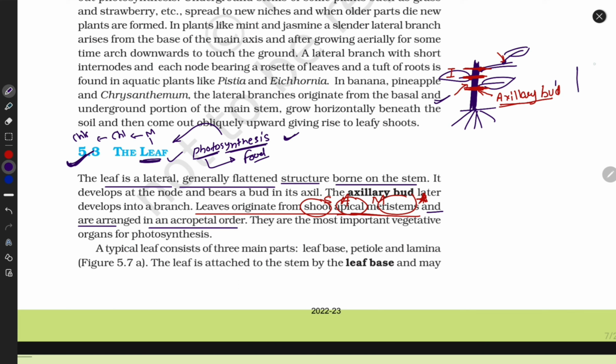Acropetal means originate, positive phototropism, upward. If I use this term basipetal, then I would draw an arrow this side, basipetal, and this arrow on the upper side we call acropetal. Very common term, guys. Basipetal moves towards the base. Root is one example of basipetal. And acropetal, leaves, shoot means stem. They are the most important vegetative organ for photosynthesis. I already discussed this thing.